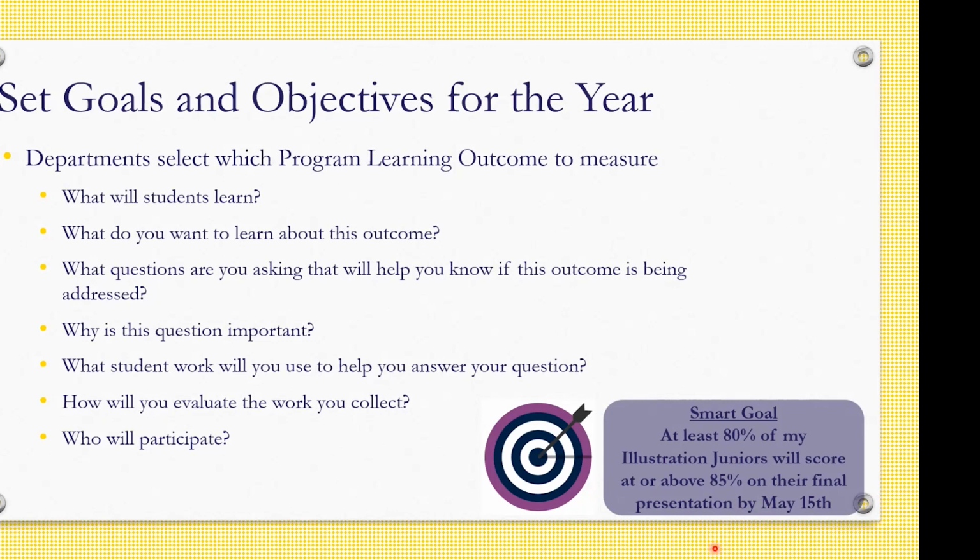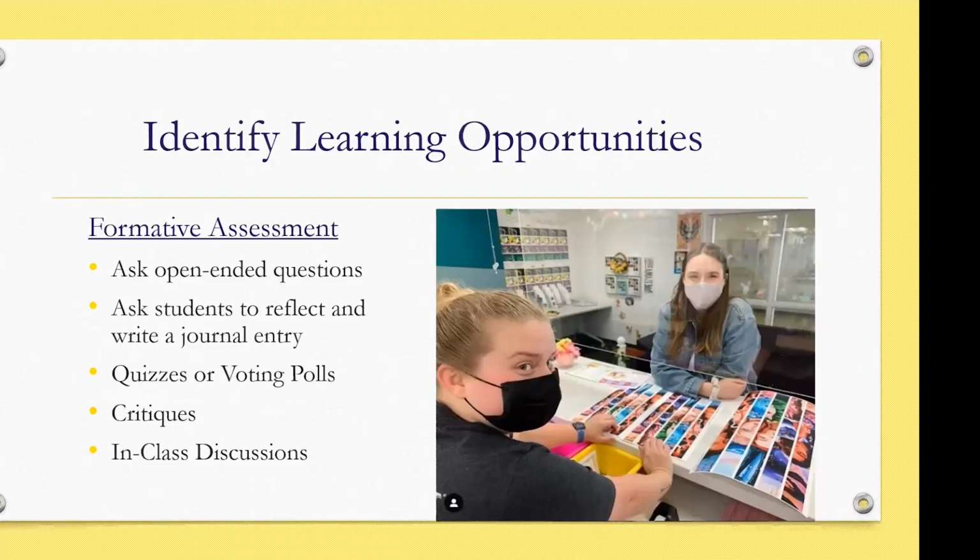I'm not saying that they did this, but I know that they wanted to work on their presentation skills, but they could have said, okay, I want at least 80% of my illustration juniors to score 85% on their final presentation by May 15th. Everything there is measurable. And you know if that goal has been achieved. So I'm going to come back to that example in a minute.